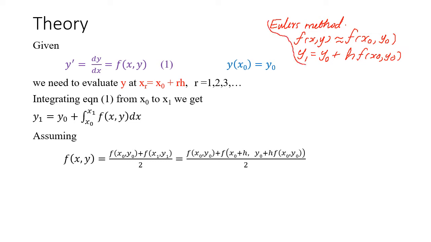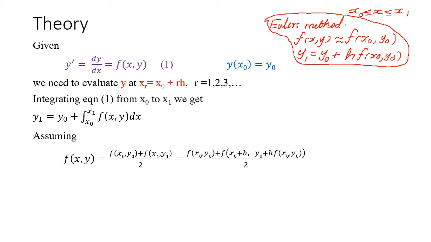Okay, we just recall the idea. How did we arrive at this formula? The idea is very simple. We assume that f of x y is almost equal to f of x0 y0 in the interval x0 to x1, so for x greater than x0 and less than x1. In this interval, we assume that f of x y is almost equal to f of x0 y0. This assumption leads to Euler's method.